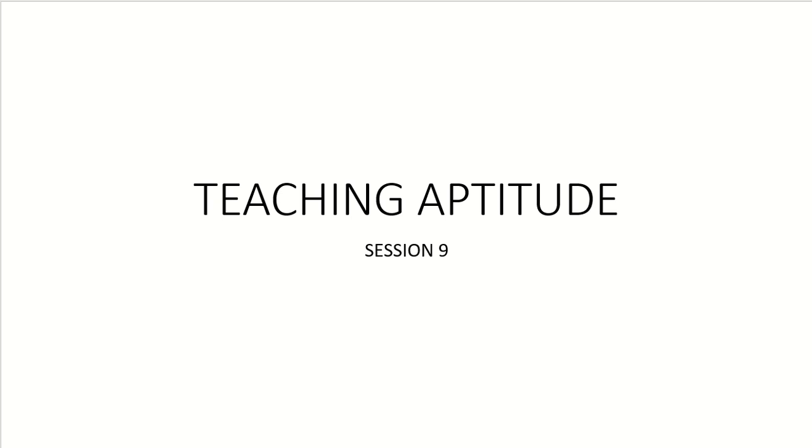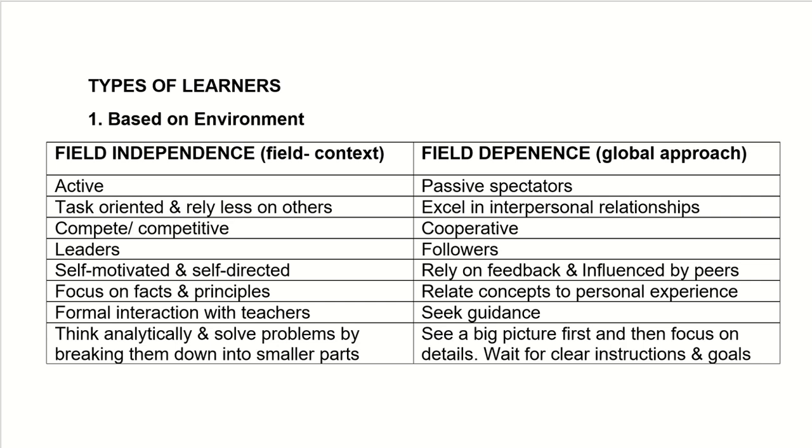Today we are going to learn about the types of learners. There are 6 categories, based on which there are more bifurcations. Okay, so the first is based on the environment. This particular type is very important, so you need to focus a little. So, field independence and field dependence. Field equals context, and field dependence is a global approach.